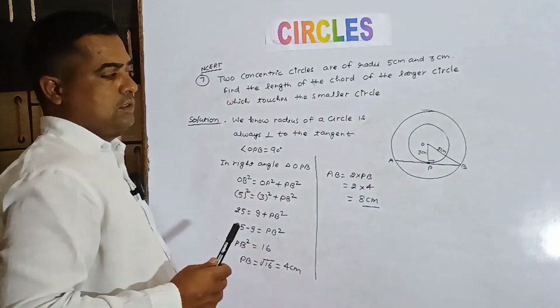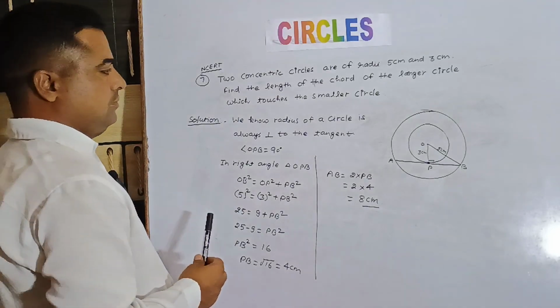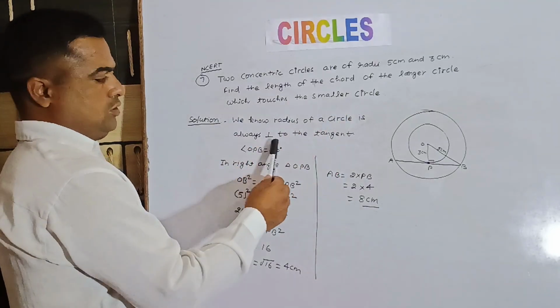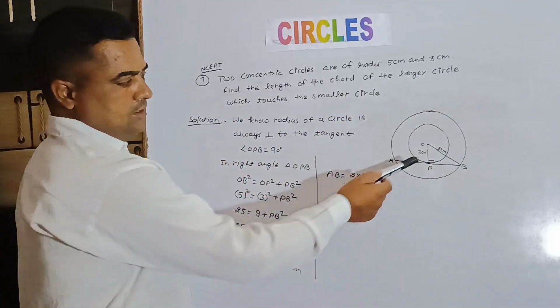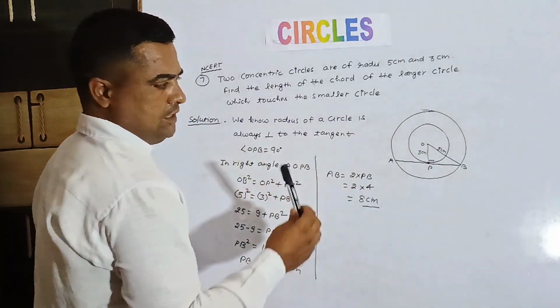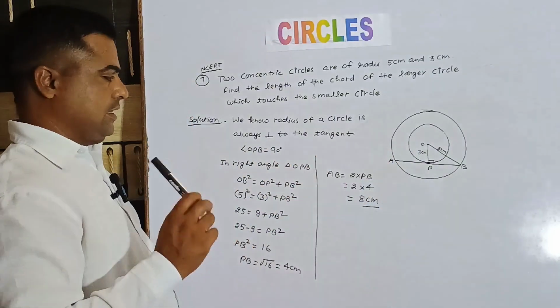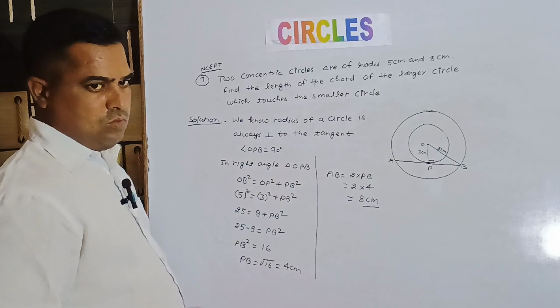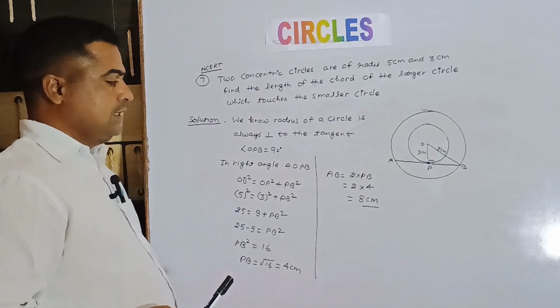Students, we know very well the radius of a circle is always perpendicular to the tangent. This is radius, this is tangent. So this angle will be 90 degrees. Students, we know radius is always perpendicular to the tangent.